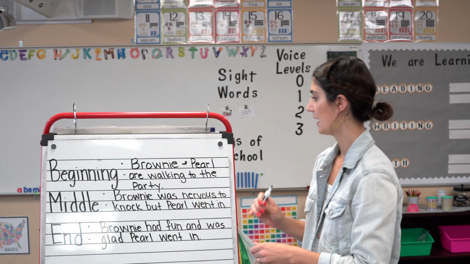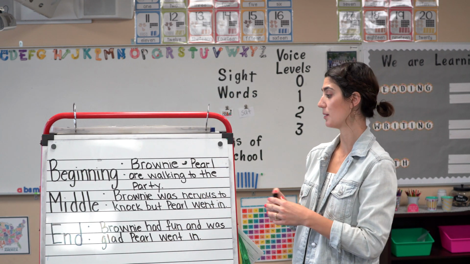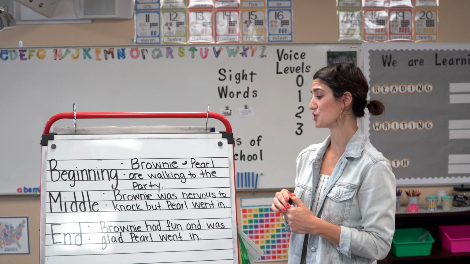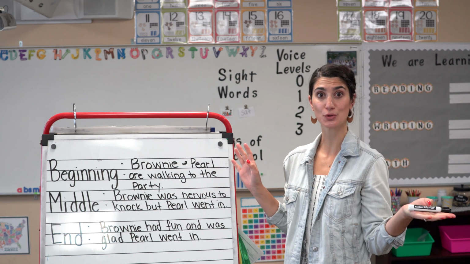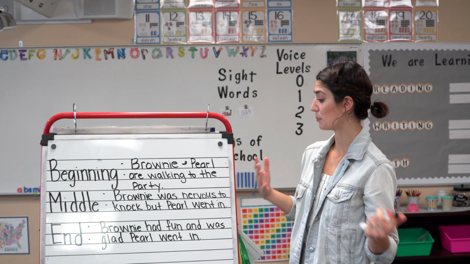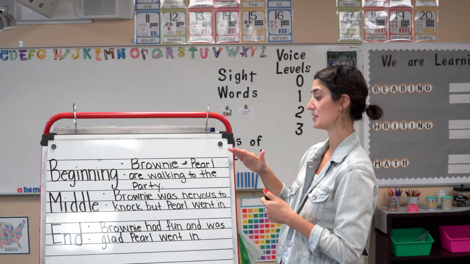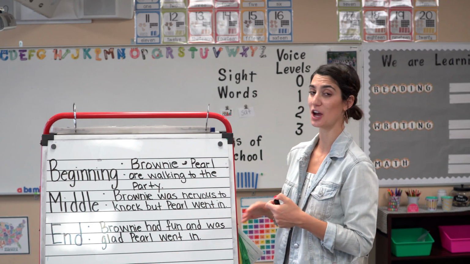All right, so again, at the beginning of my story, Brownie and Pearl are walking to the party. In the middle, Brownie is nervous to knock, but Pearl goes right in. And at the end, Brownie had fun and was glad that Pearl went in. So that's what happened at the beginning, middle, and end of the story.